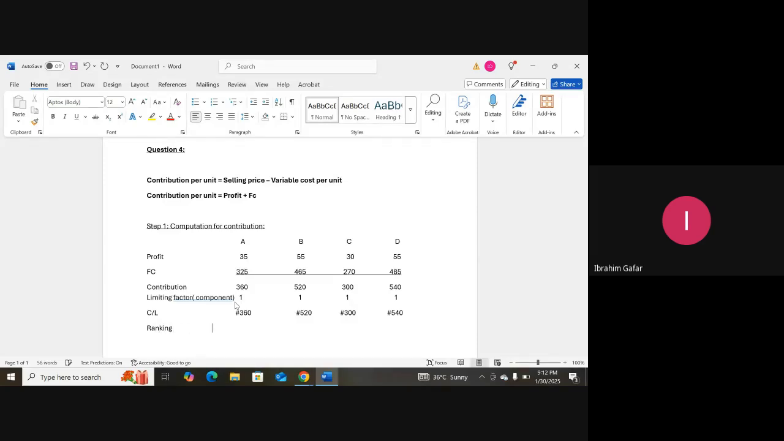Go by ranking. You are ranking it based on the highest. So which one is the highest here? Product D. Product D is the highest, which is going to take the first. Which one is the second one? Product B, we take the second. The third one is what? A. The third one is A.